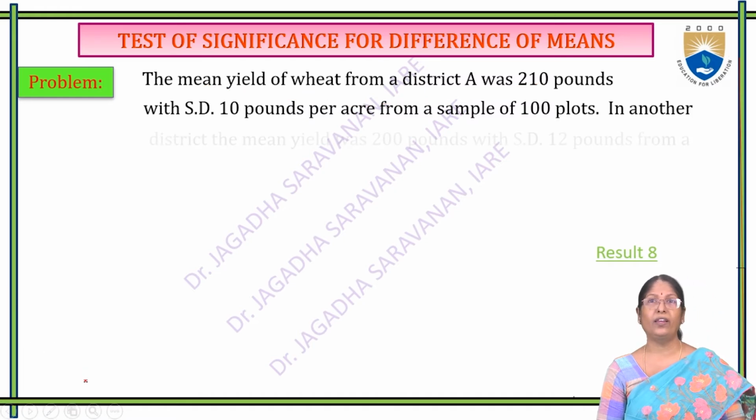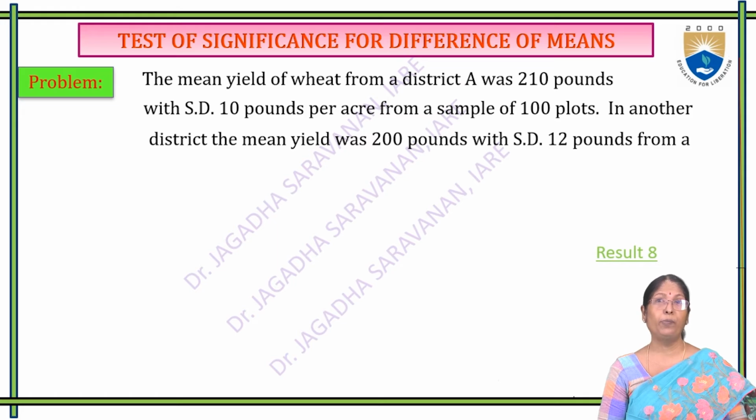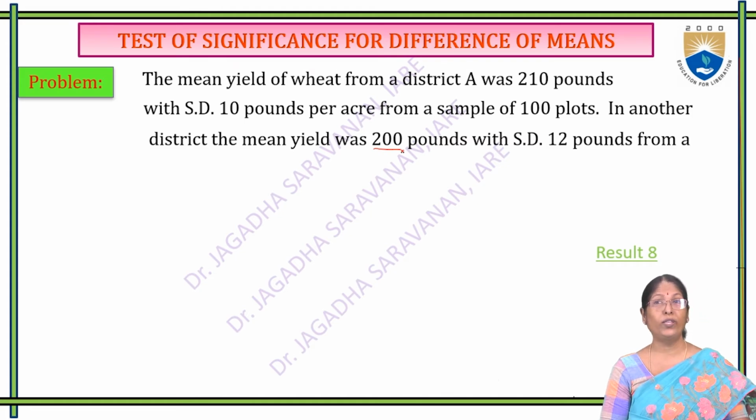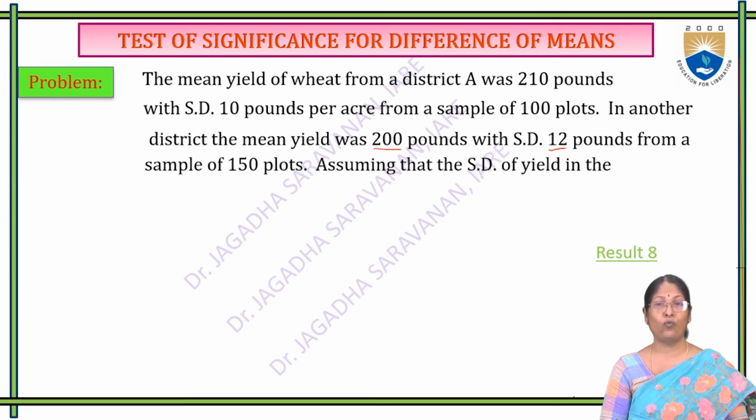The next line, in another district, the mean yield was 200 pounds. So the next x2 bar is 200 with the standard deviation 12. S2 is 12, which is also ready, from a sample of 150, N2 is 150. So x1 bar, x2 bar, N1, N2, S1, S2, all the data we obtained from the question.